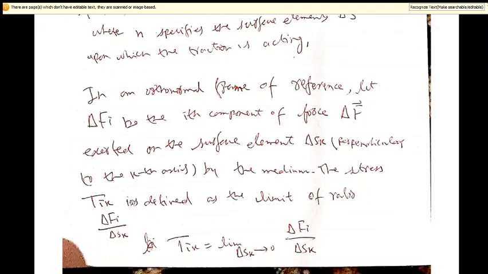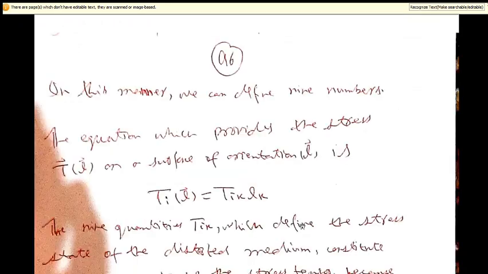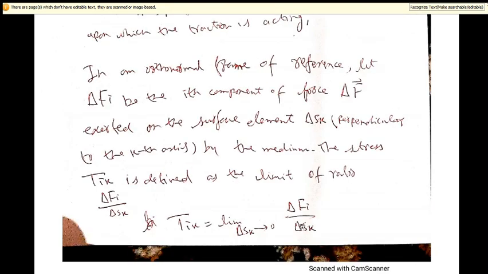Now we can define the stress. Tik is defined as the limit of this ratio. Here we have defined Tik equals delta Fi, the force acting on a surface element whose surface area is delta Sk, with the limit delta Sk approaching 0. This is how we can define a stress.